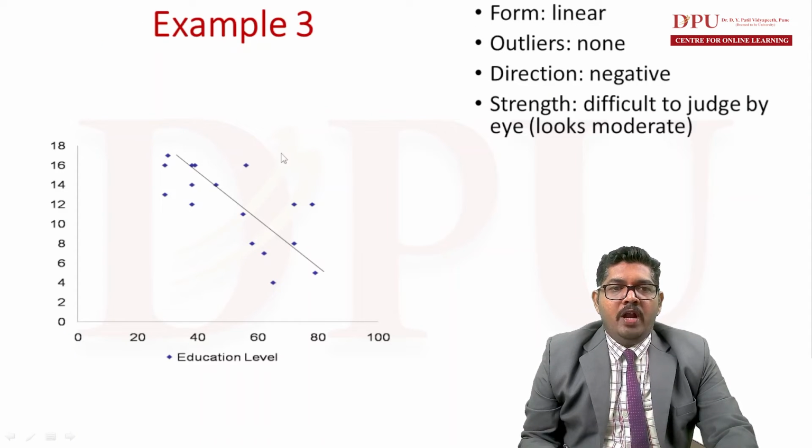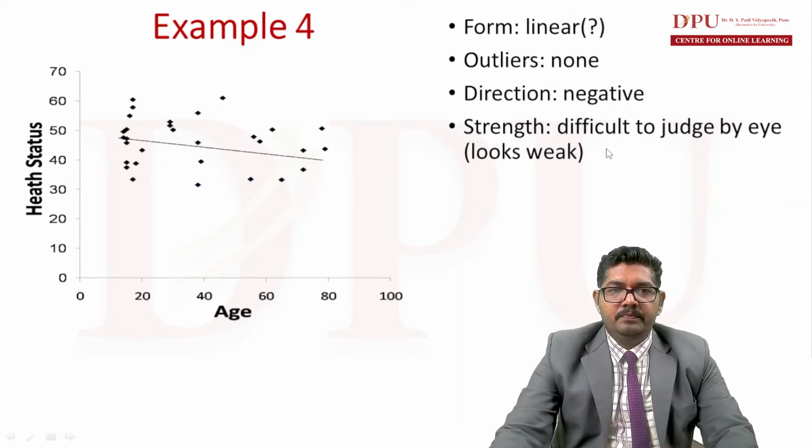Now again we have one more scatter plot. Form is linear, as we can draw a line of best fit through all these points. Outlier, there is no outlier. Direction is negative, as we can see the line is sloping downward from left hand side to the right hand side, and that's why it is negative. Strength is difficult to judge by eye, so we cannot judge the strength by naked eye. So this is the limitation of the scatter diagram.